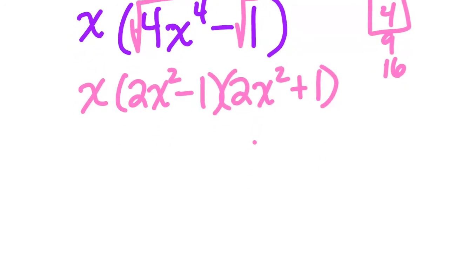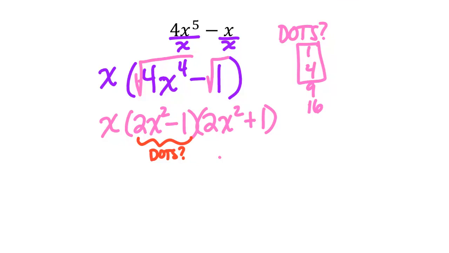Just like in the last example, we had to check if there's any more dots. And we really only care about the subtraction one because that's a difference. So is this a difference of 2 squares? Go ahead and lefties tell your partner, is that 2x squared minus 1 a difference of 2 squares?